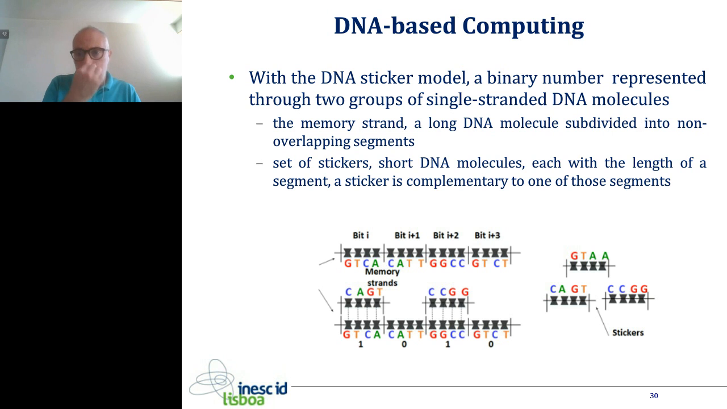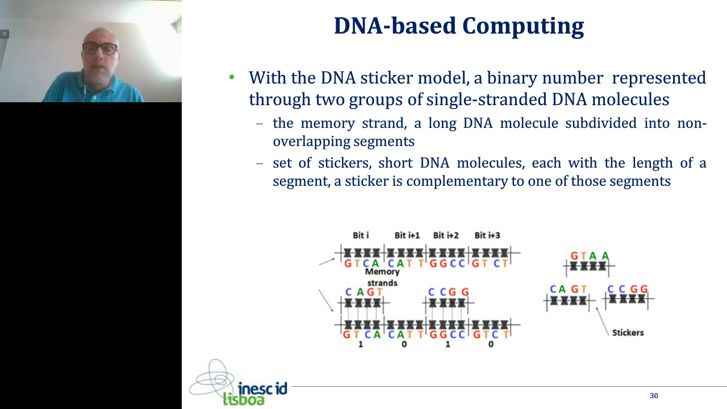So I just put in this presentation a type of model, the model that we call the DNA sticker model. What we have is a memory strand, which is a long DNA molecule that is subdivided into non-overlapping segments. And then you have a set of short stickers. When a sticker is complementary to one of the segments, it represents a bit 1, or the logic value 1. If it is not the case, the segment is not complemented by one of the predefined stickers in the set, so you have the logic level 0.